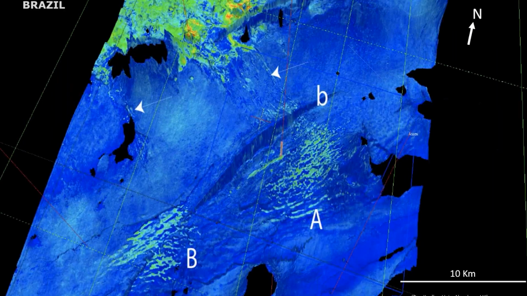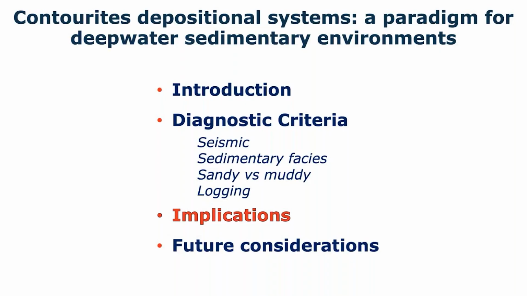In a more extreme situation, like this example from Brazil, you can see the gullies on the slope, and then you can even not identify the fan because it has been completely reworked by the action of the erosion current. And the reason you can see now is the sandy deposit developing these sandy ribbons along the margin, parallel to the margin. So finally, implication and future consideration.